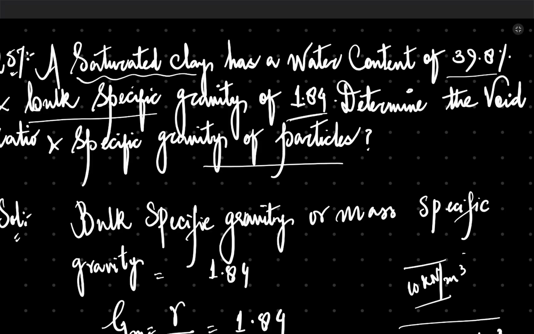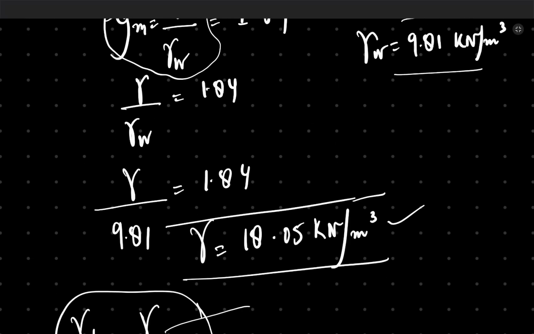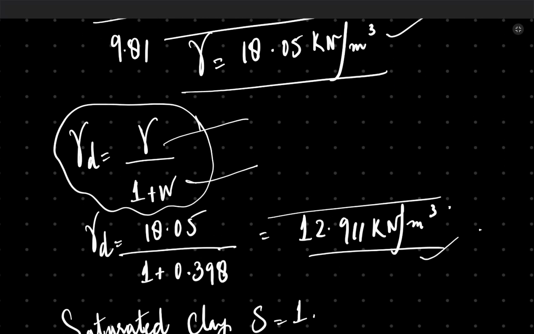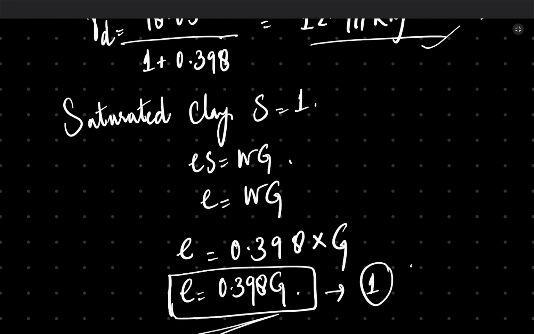Bulk specific gravity was given, the clay was saturated, and the water content was given. I used this formula for the bulk specific gravity, or the mass specific gravity, which is equal to bulk unit weight divided by unit weight of water. Then I found the bulk unit weight, then I calculated dry unit weight using this formula because I knew the water content. Then I generalized the equation for void ratio; here S was 1 because it was a sample of saturated clay, and water content was known, so this became the formula.